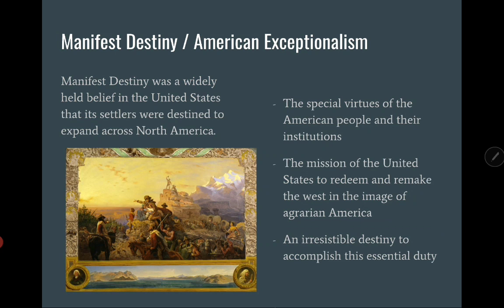This is the big idea. Manifest Destiny is this widely held belief that the American people are special. This is called American Exceptionalism, and that the mission of the United States is to redeem the entirety of the continent in the image of America. America is the best. White Anglo-Saxon Protestants are the best, and our democracy is the best, our Christianity is the best, and it is our job to essentially spread from sea to shining sea.